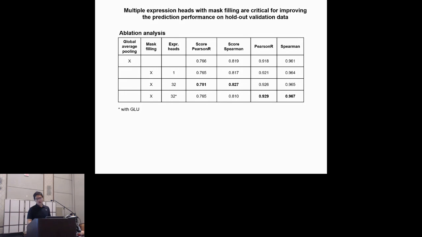It's interesting that adding a GLU activation to the expression head produces even higher unweighted Pearson correlation on the holdout validation data. However, the weighted score gets worse. So in the future, it's worth exploring different designs of expression heads.